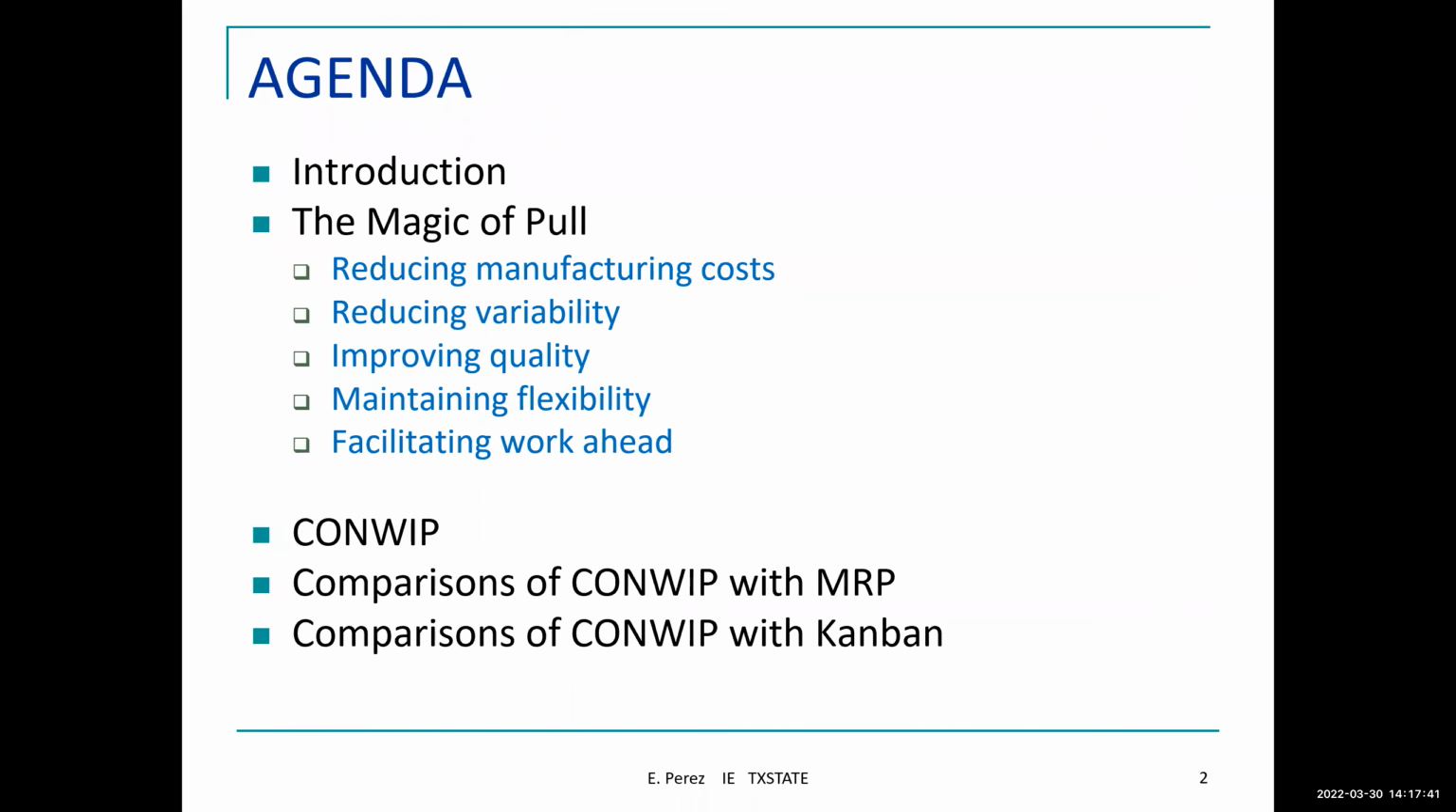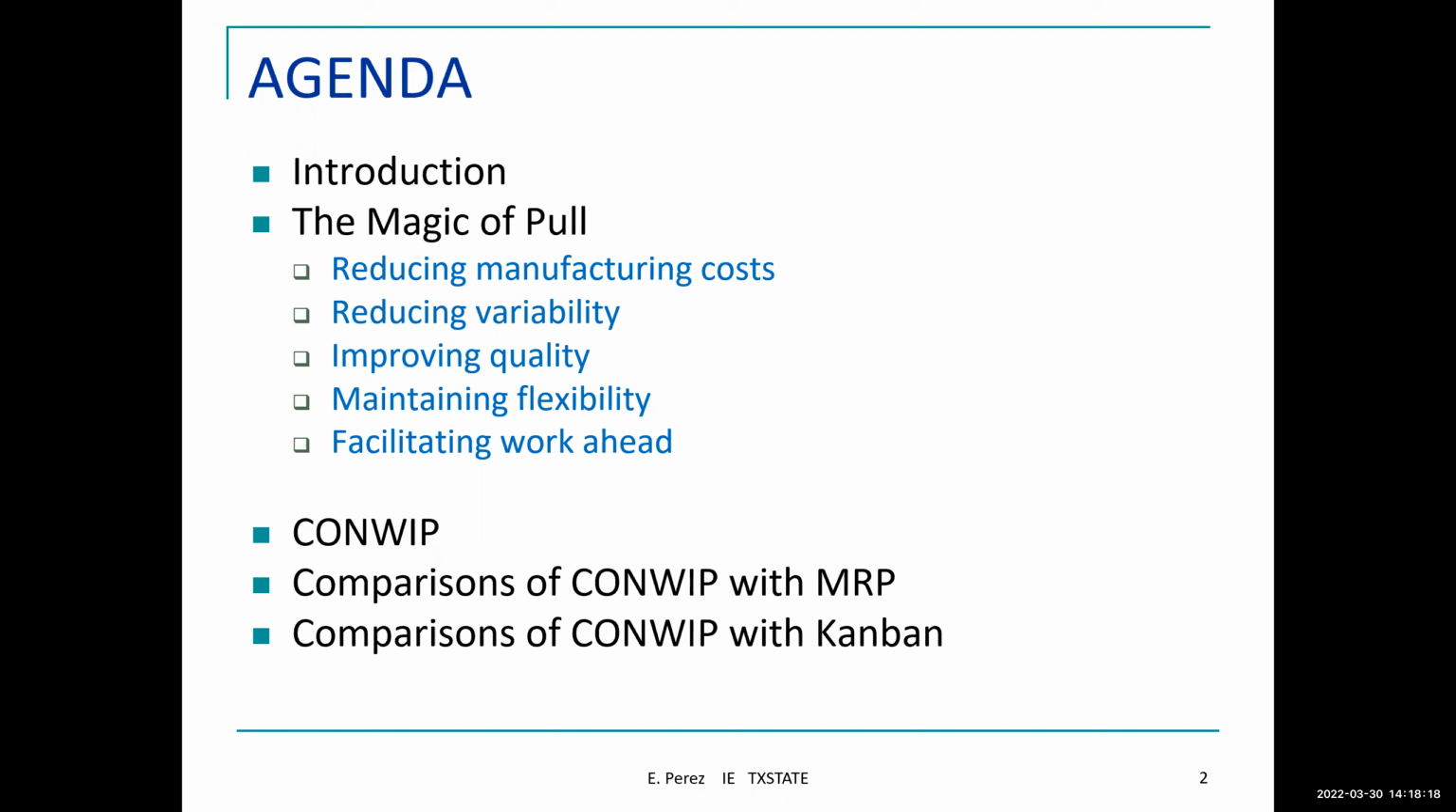So the agenda for this afternoon: we're going to provide an introduction, and then we're going to discuss the magic of pull. So what are the benefits in terms of reducing manufacturing costs, reducing variability, improving quality, maintaining flexibility, and facilitating work ahead. And then we are going to talk about a different concept also related to this production system that is called the CONWIP.